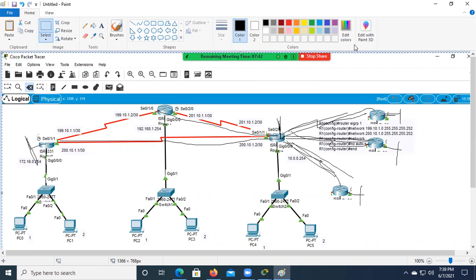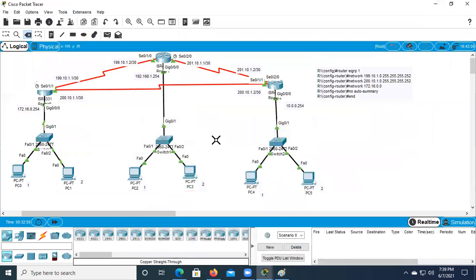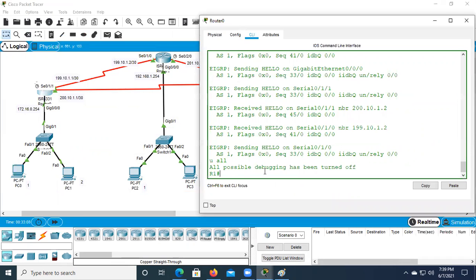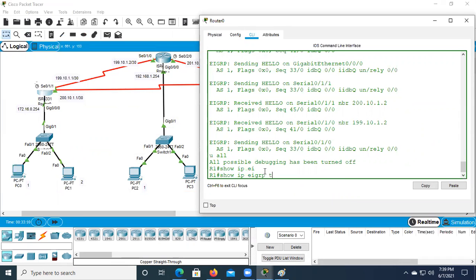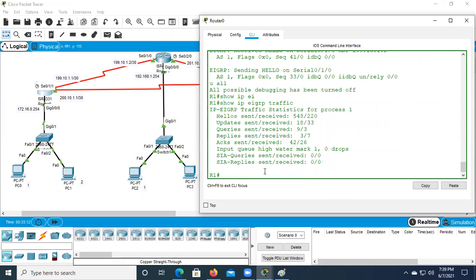Okay. We'll keep questions for later, and let us see how the routing comes up. Now, router 1, router 2, and router 3 advertise. We try to see how packets are sent. In router 1, if I use the command show ip eigrp traffic, first command, this router 1, the number of hello packets sent is 548, received is 221.